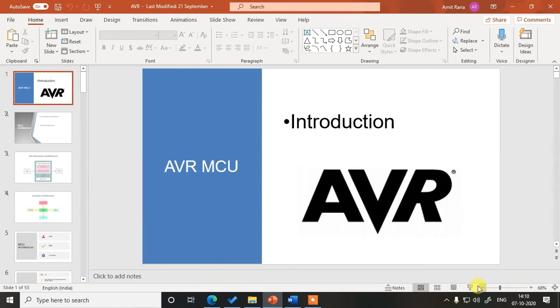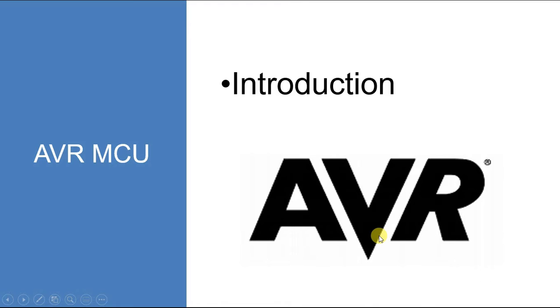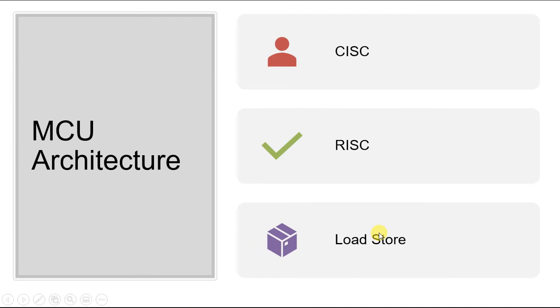Now let's get started with understanding of AVR controllers. There are a number of different MCU architectures which are very popular and which are followed by many microcontroller manufacturers. Primarily, they are categorized as RISC architecture and CISC architecture. CISC is basically complex instruction set computer where there are more instructions, and RISC is reduced instruction set computer where there are fewer instructions.